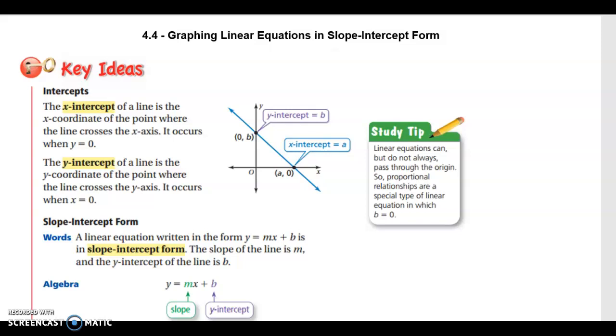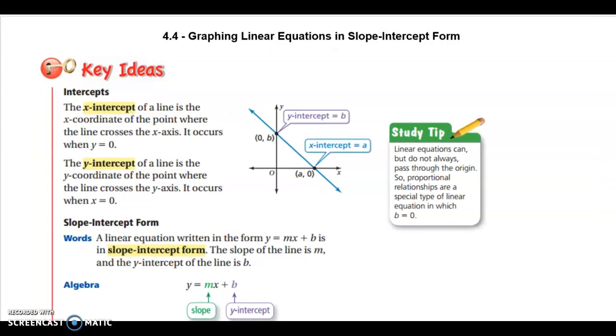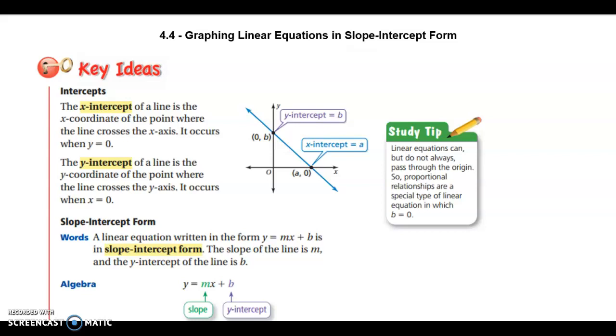All right, here we go on section 4.4. If you'll remember earlier in this chapter, we graphed using tables back in section 4.1, and you picked all your values for x, and then you did that math in the middle, and then you had the y's. And then you had to plot those points and connect them with the ruler. Well, this is another way of graphing, and it works when something is in slope-intercept form.